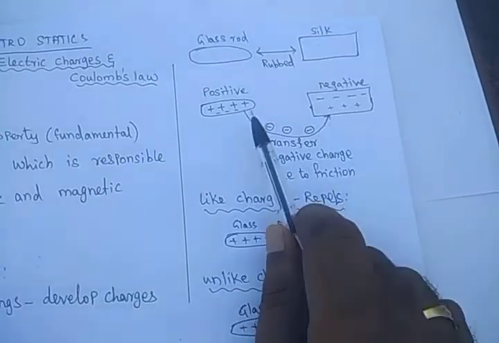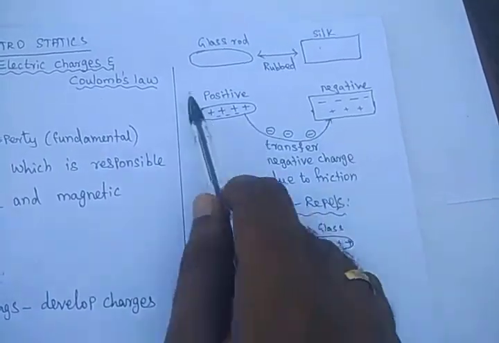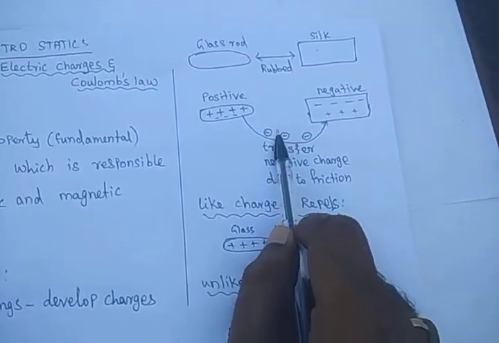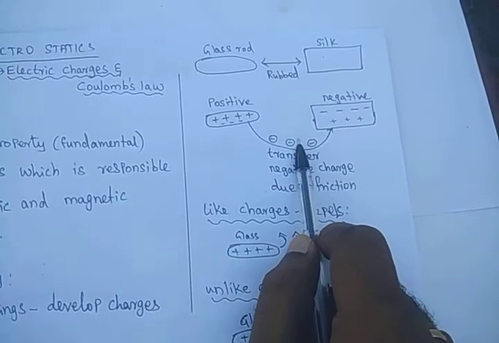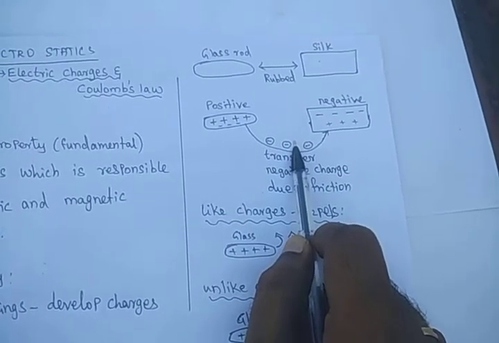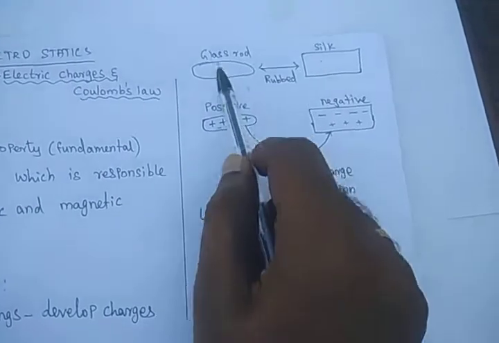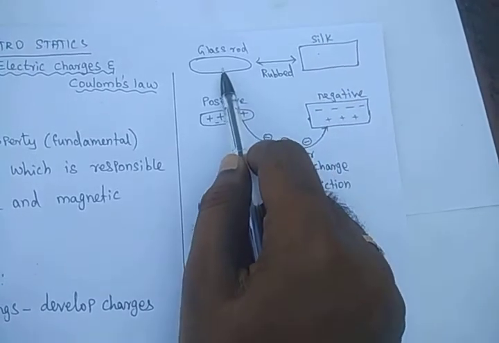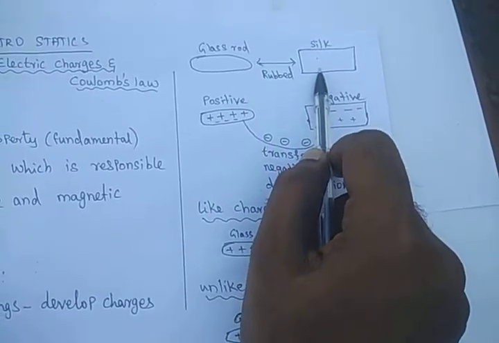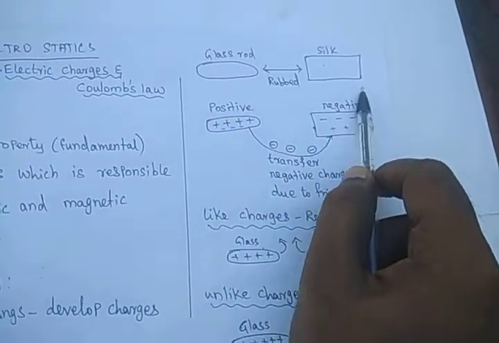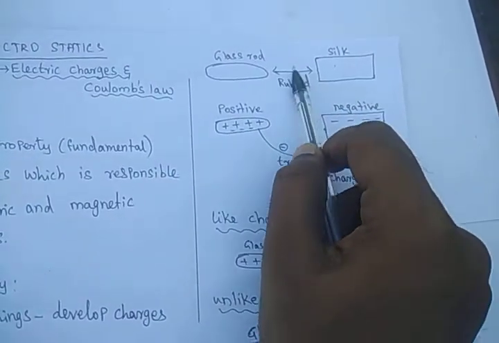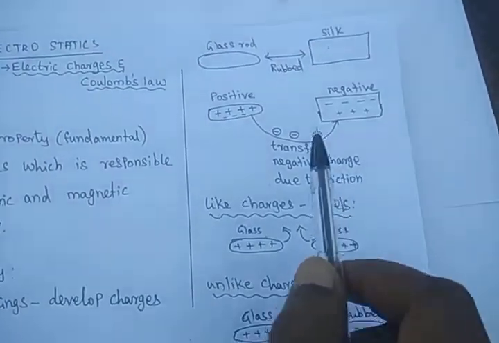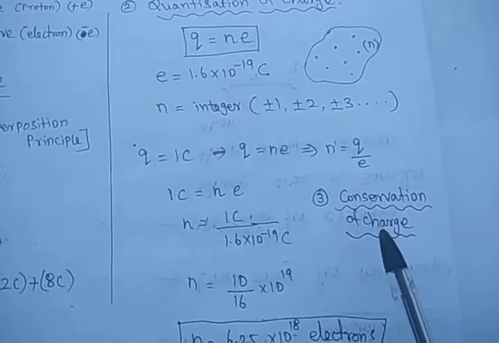It can be transferred from one body to another body, or for an isolated system, before and after the friction, before and after the rubbing of the two materials, the total number of charges is the same. Only some amount of the negative charge is transferred to the silk. So for the total system, both glass rod and silk, before the rubbing and after the rubbing, the total number of positive and negative charges are equal. That is called conservation of charge.